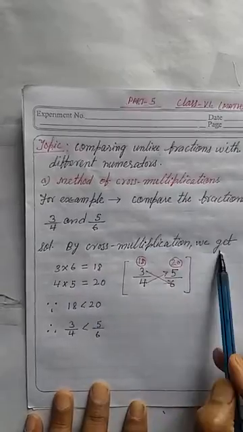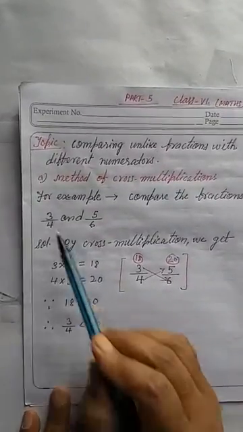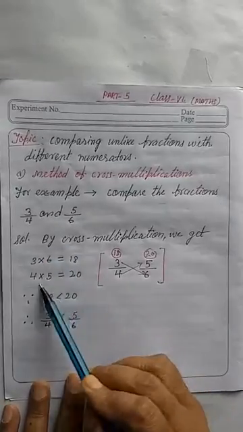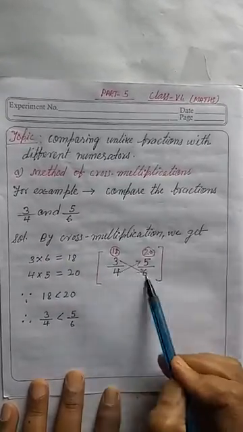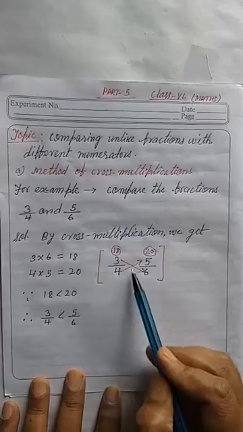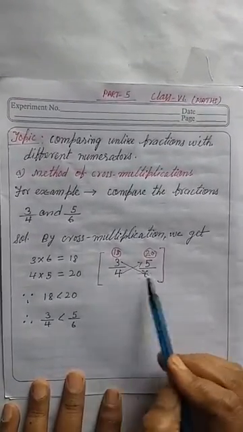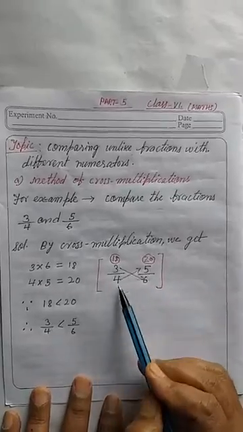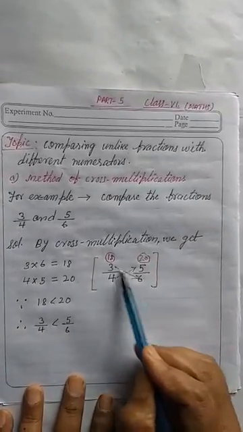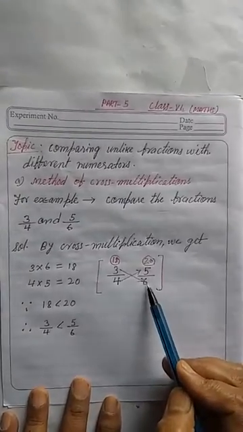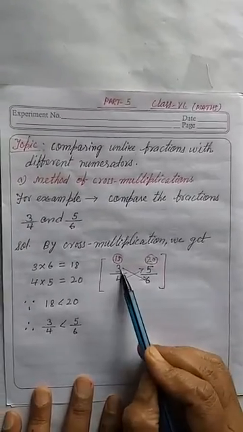So by cross multiplication we get, like this, 3 into 6, which is 18. 4 into 5 means what? 20. If you compare like this, this is the most useful formula, so you have to keep it in mind. You can write like this, with an arrow sign on each side. 4 into 5 is 20, so you write 20 here, and 6 into 3 is 18 as well.